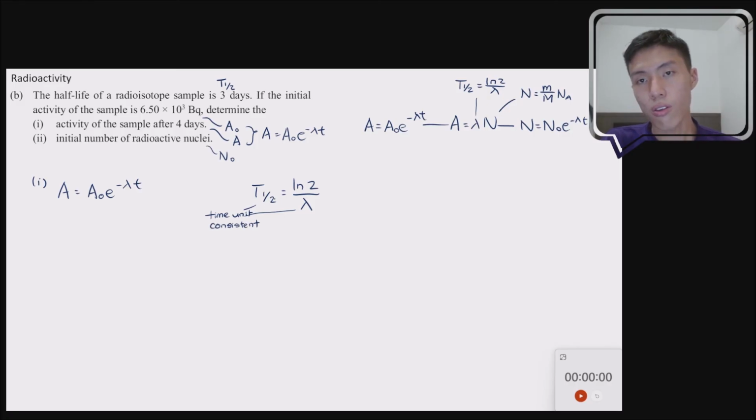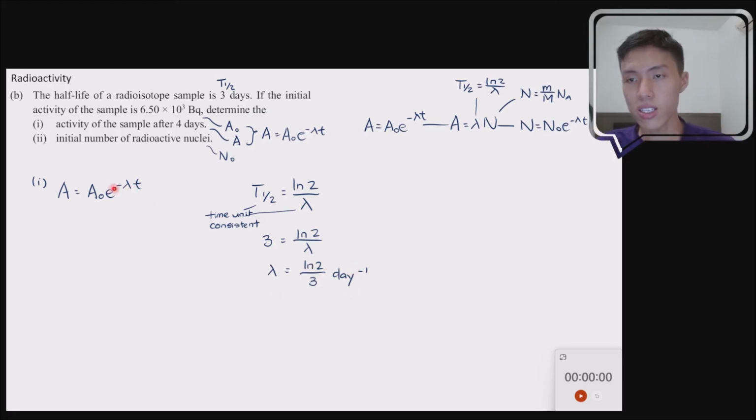Okay, so if you are substituting the half-life to be 3 days, then you have to make sure that your lambda here is also in the unit of per day. So lambda here will be ln 2 divided by 3 per day. The unit has to be correct. Next, you can continue to use this lambda here, substitute here.